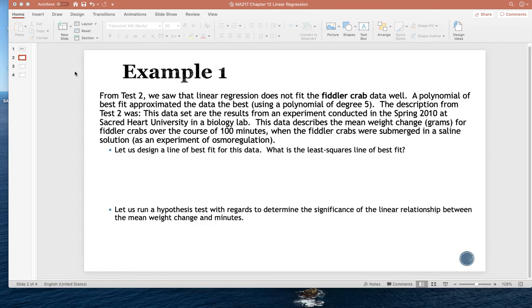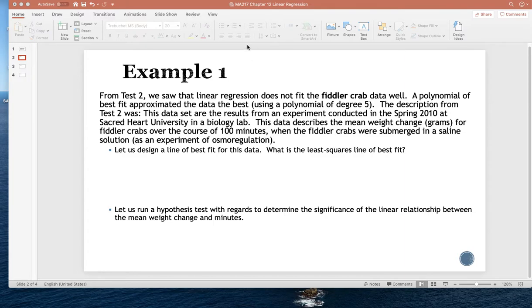Number 1. From test 2, we saw that linear regression does not fit the fiddler-crab data well. A polynomial of best fit approximated the data the best, using a polynomial of degree 5. The description from test 2 was, this data set are the results from an experiment conducted in the spring 2010 at Sacred Heart University in a biology lab. This data describes the mean weight change in grams for fiddler crabs over the course of 100 minutes, when the fiddler crabs were submerged in a saline solution as an experiment of osmoregulation.